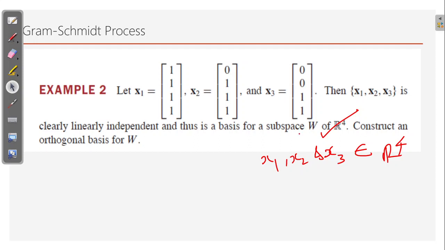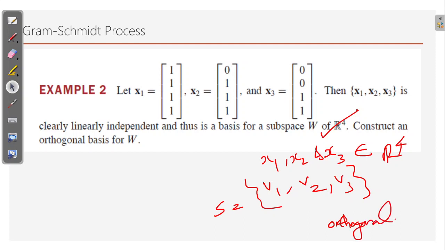Now, what will be our proceeding? The first step is that our objective is to find v1, v2, v3, the set v1, v2, v3 that forms the orthogonal basis for W of R4.